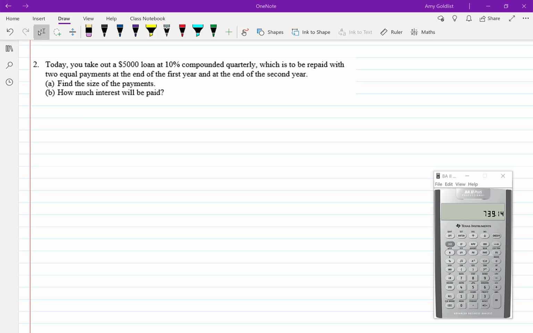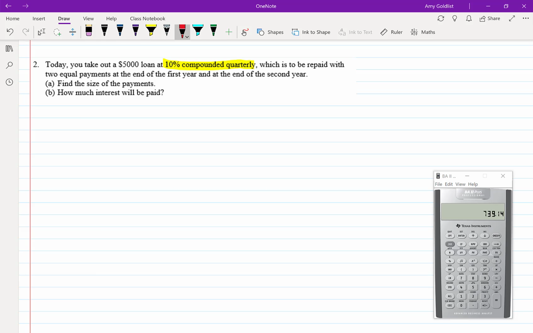Question 2. Today you take out a $5,000 loan at 10% compounded quarterly, which is to be repaid with 2 equal payments at the end of the first year and at the end of the second year. A, find the size of the payments, and B, how much interest will be paid. If this question looks familiar, it should.